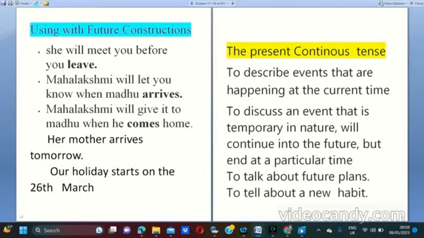The next subdivision of present tense is the present continuous tense. Present continuous tense talks about events that are happening at the current time of speech. Here, there are two conditions under present continuous tense.